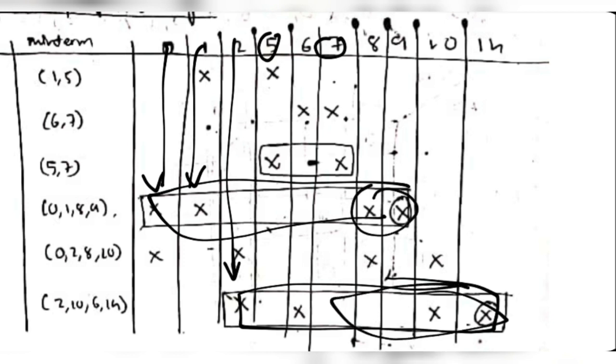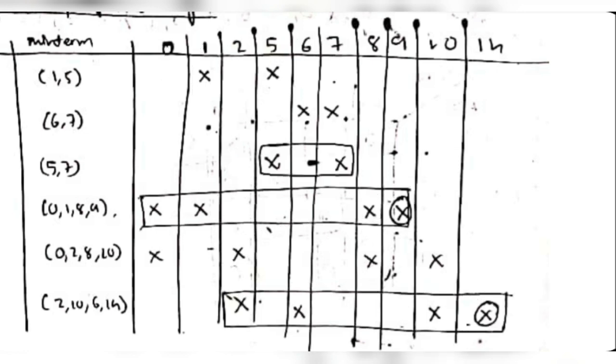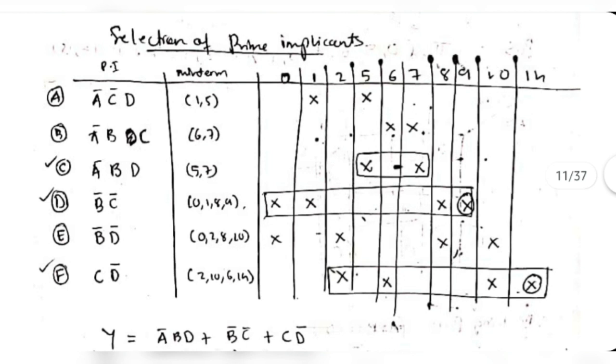So you will try to find a group which has both of these terms. The group is this one, 5 comma 7. So these 3 terms are the essential prime implicants. In the final answer you will tick mark these 3 terms.